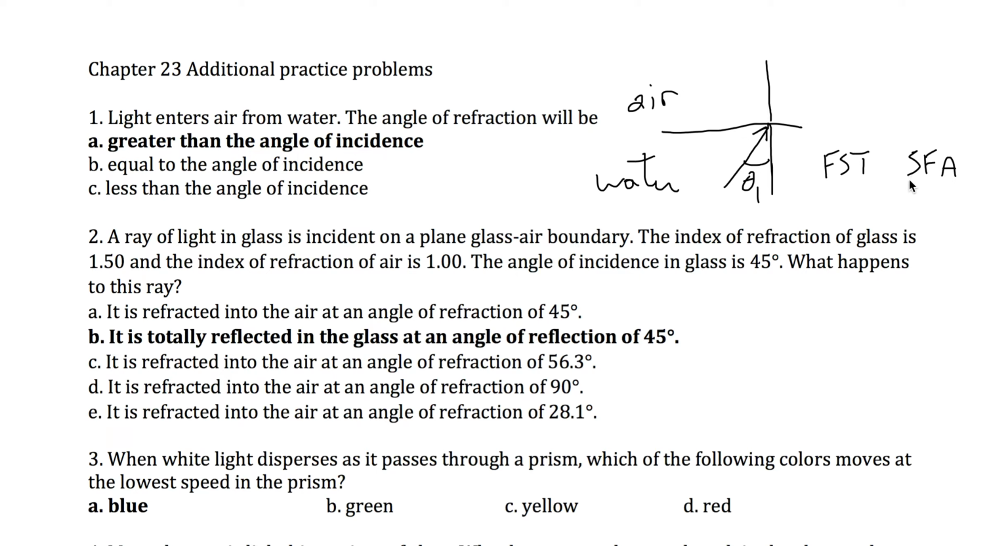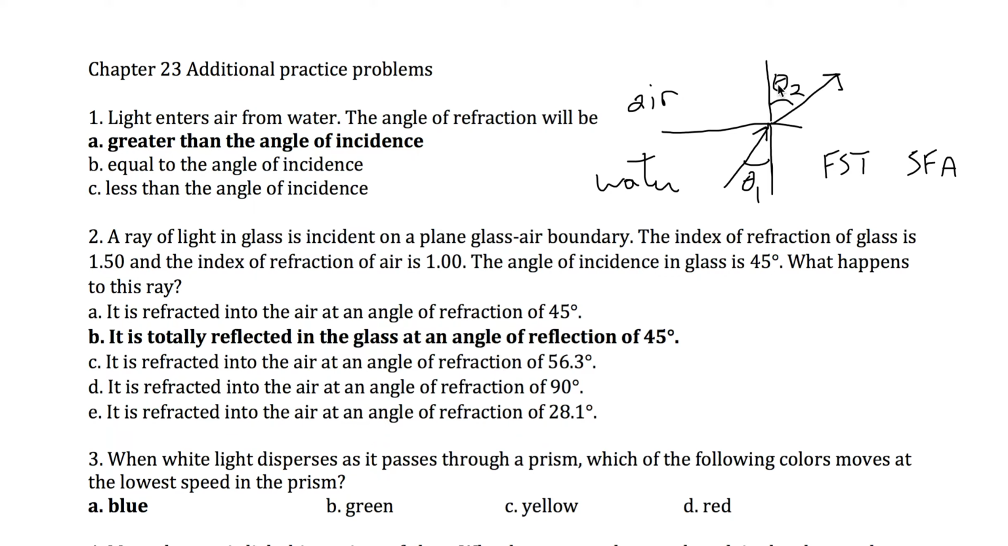When it's going from a slow medium like water to a fast medium like air, the light refracts away from the normal, so it's going to refract away. So this will be the angle of refraction, which is greater than the angle of incidence.